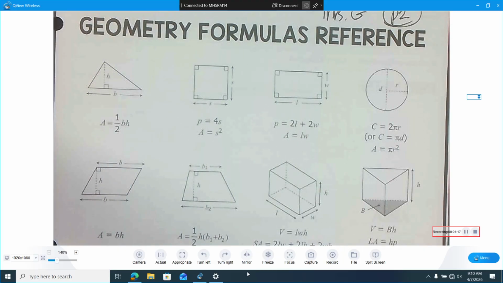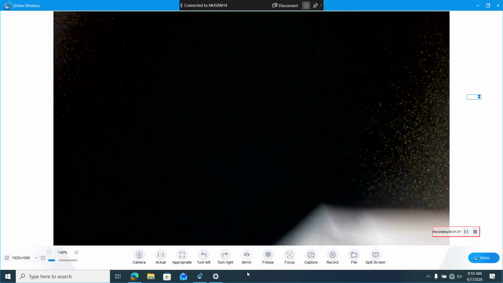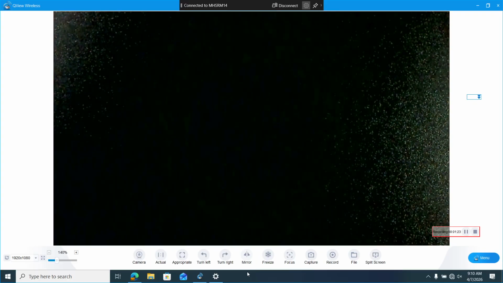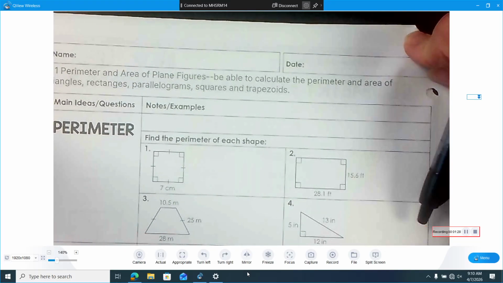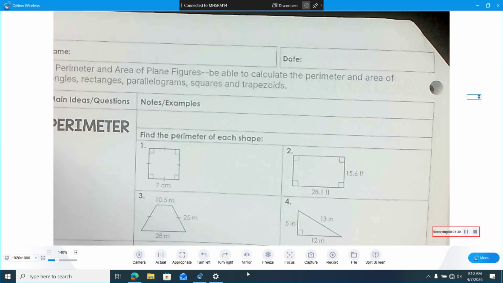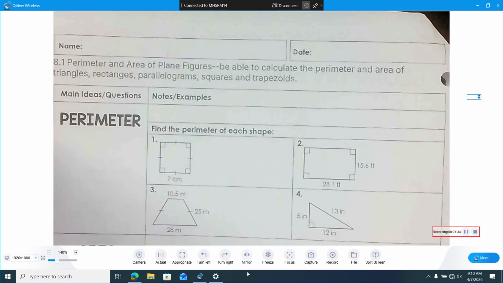So we have this nice reference sheet on here that's going to be pretty handy for you. But obviously notes are the best here. So we need to be able to find the perimeter and area of plane figures. Today, that's what we're working on.